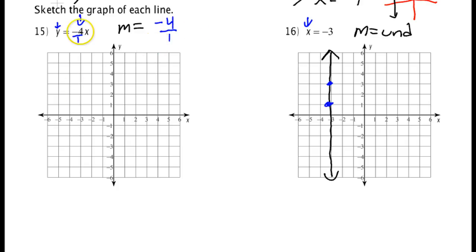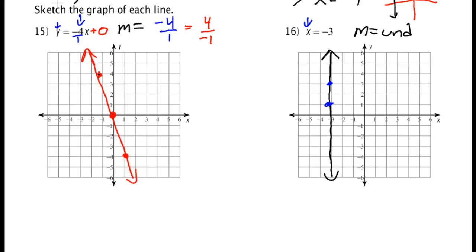What's the y-intercept here? Where does this start? So now what's the number over here? At 0. So that starts at 0, and we go down 4, right 1. This is also the same as 4 over negative 1, which means we can go up 4, left 1. Either way, it's on the same straight line.